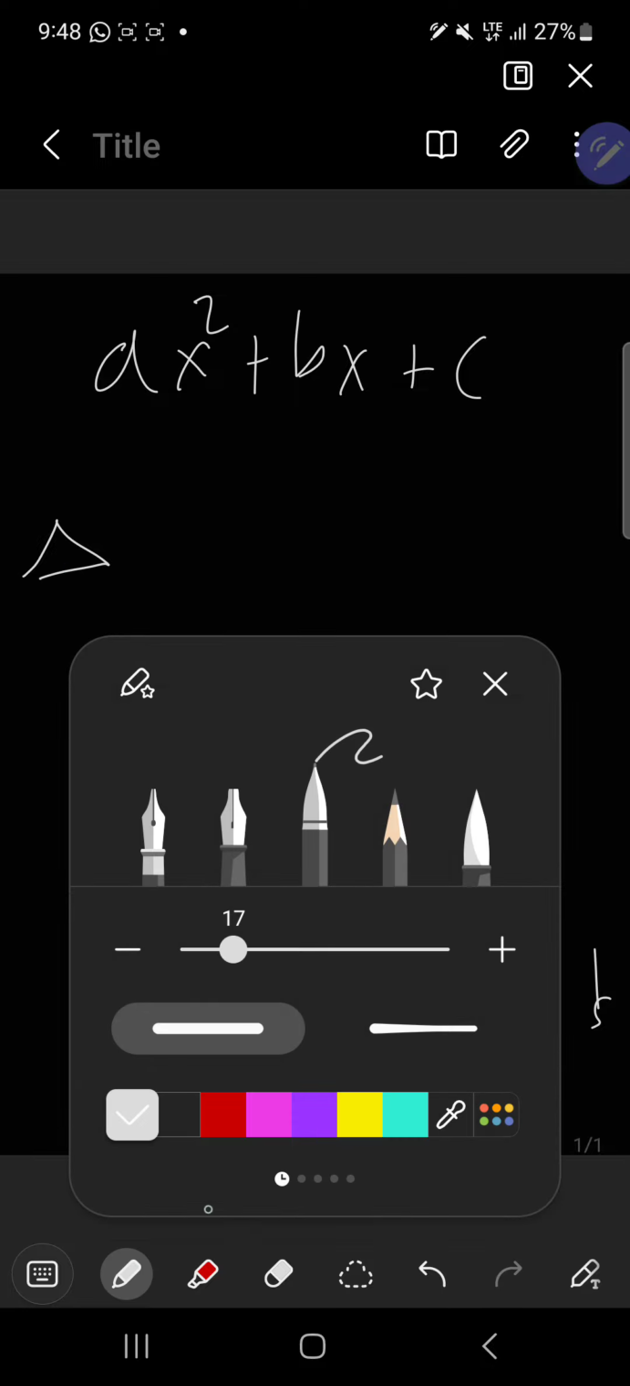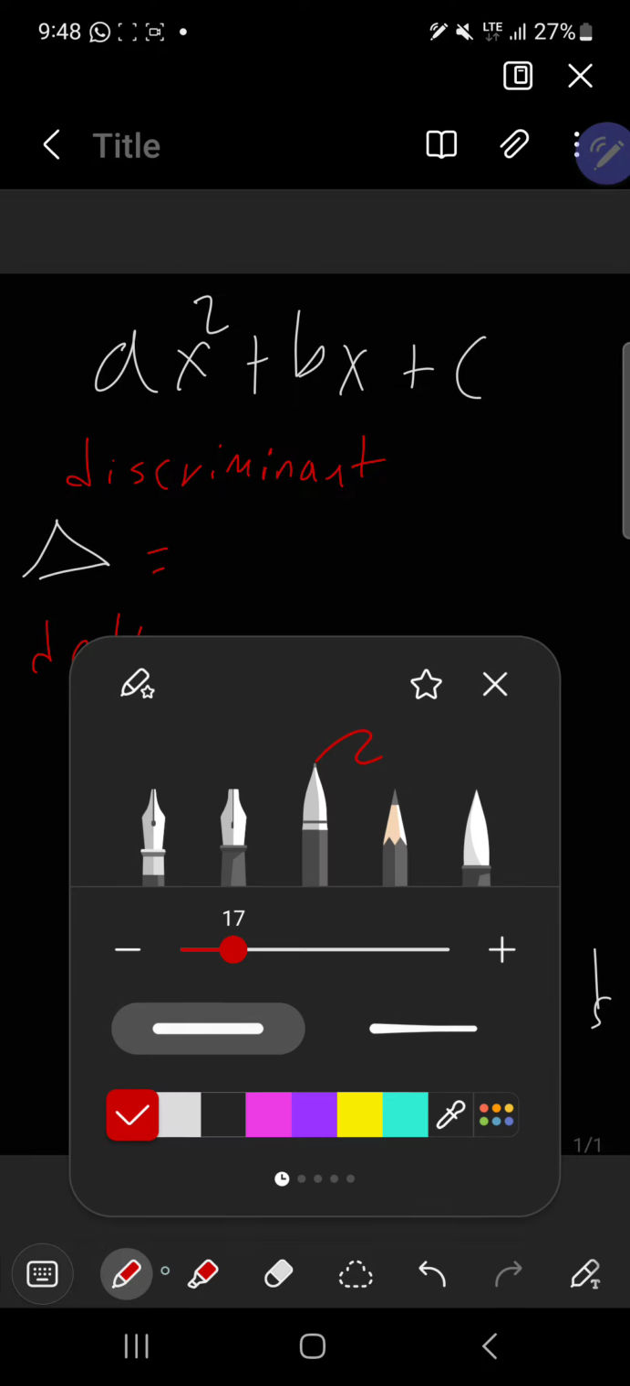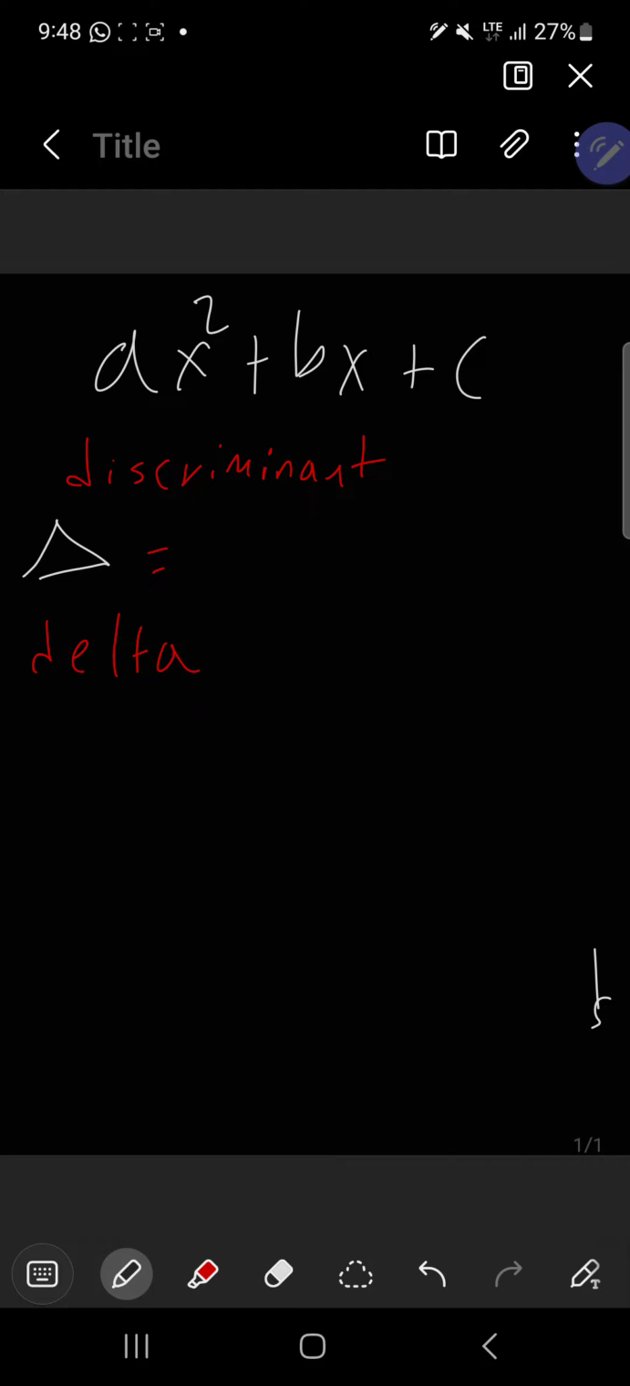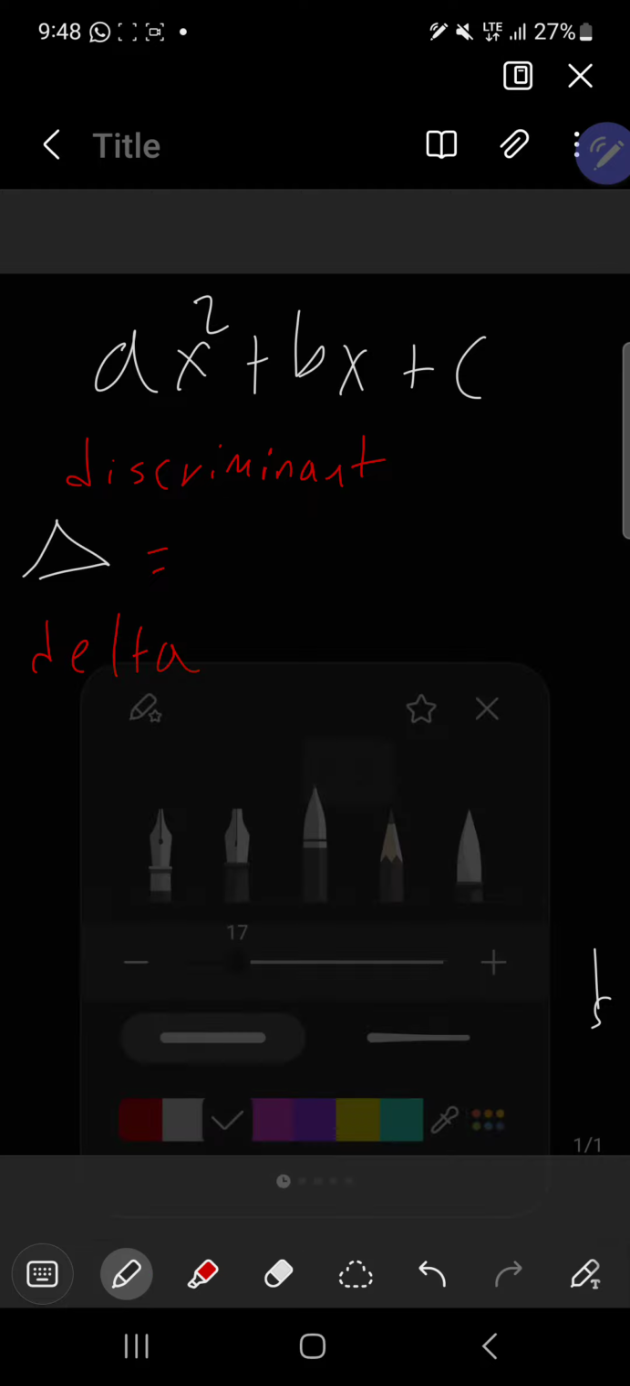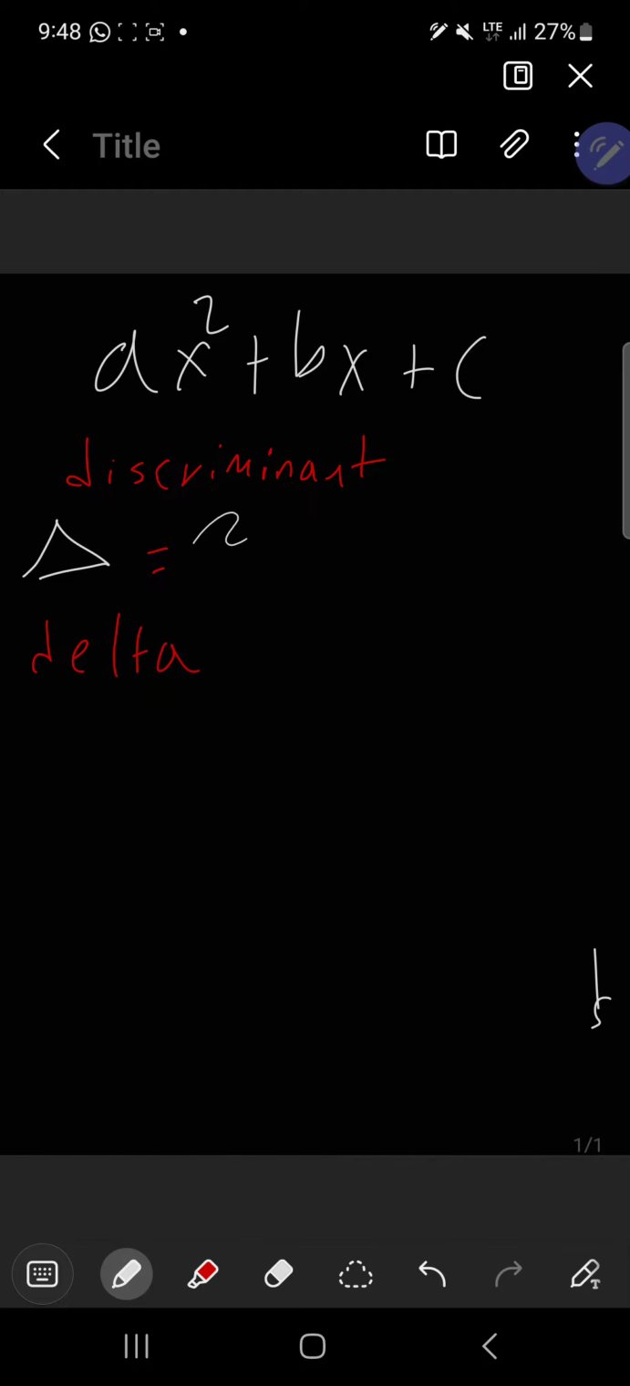there is a new tool, something that we need to memorize well. It's called delta, the discriminant. Okay, it's called the discriminant, or we can call it delta. The symbol is called delta. Okay, what is delta? It equals b squared minus 4ac.